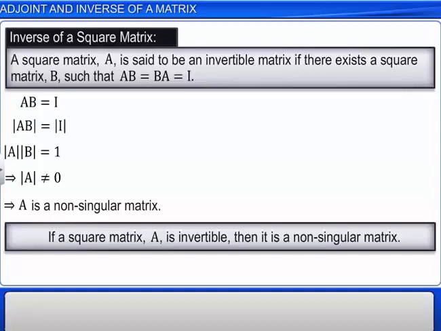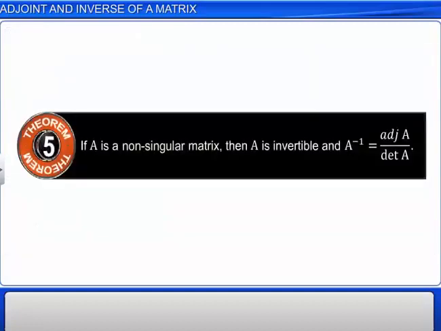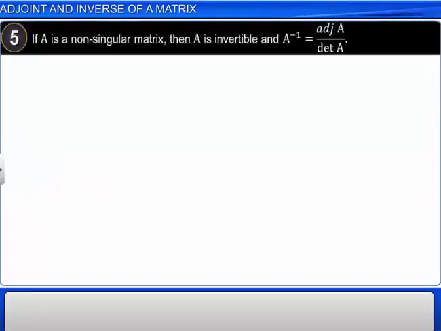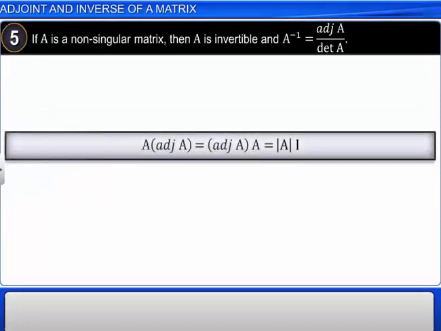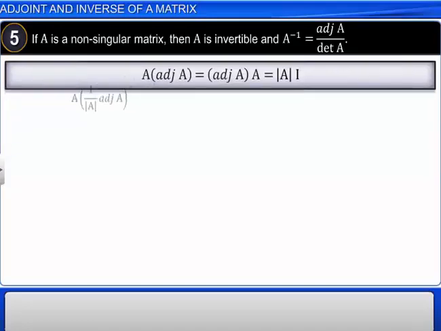The converse of this result also holds true. It says, if A is a non-singular matrix, then A is invertible, and A inverse is equal to adjoint of A divided by determinant of A. By Theorem 1, we know that A into adjoint of A is equal to adjoint of A into A, which is equal to determinant of A into the identity matrix. On dividing both the sides by determinant of A, we get the expression as shown.